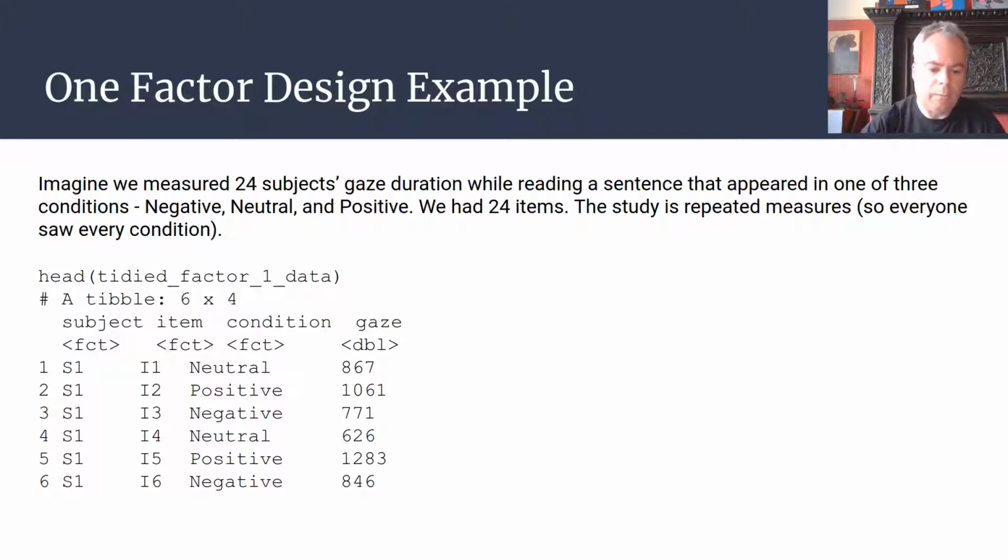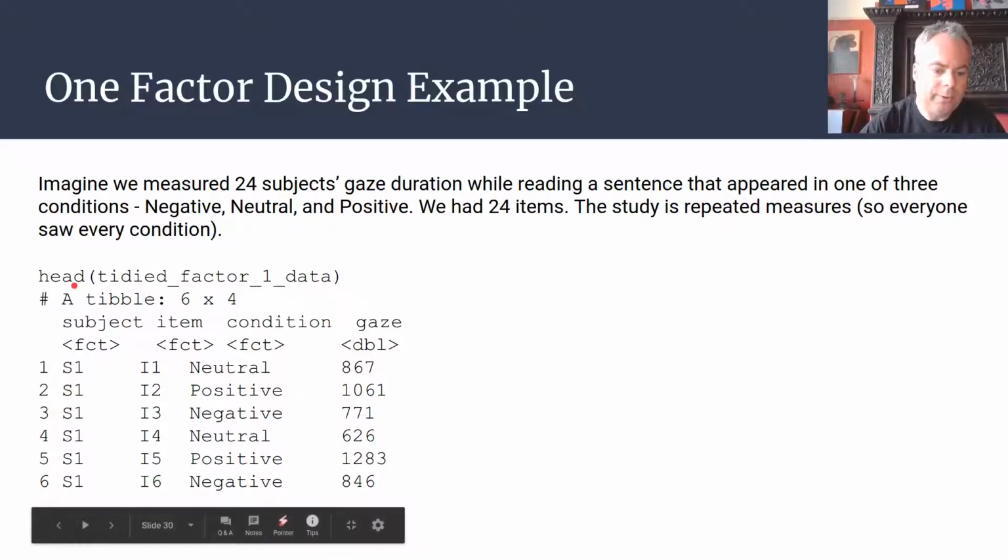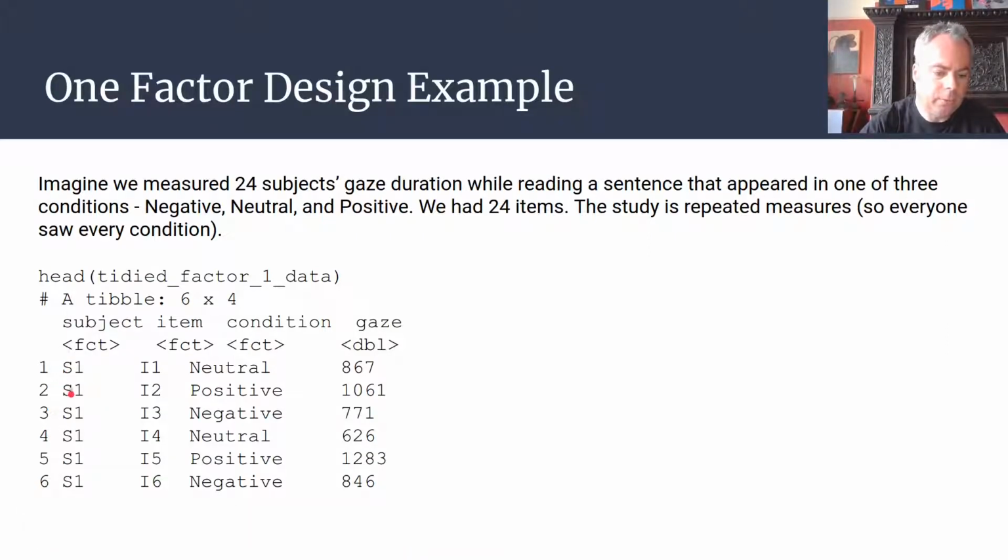And you can see that we've got multiple observations for each of our subjects. So this is just using the head function, so it gives us the first 6 rows of our data set. So we've got multiple observations for each subject at each of the 3 levels of our experimental factor. So what we're interested in is whether or not gaze duration is predicted by our experimental condition factor while treating subjects and items as random effects.